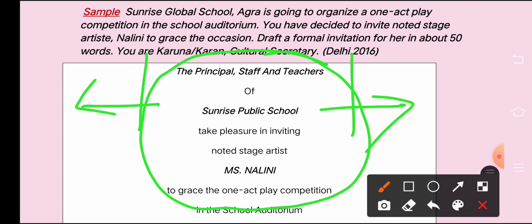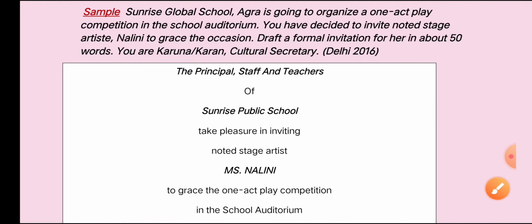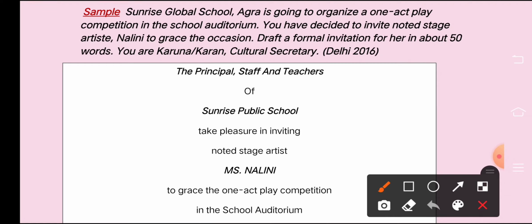Clear? And a very important thing is you have to keep every invitation in a box, whether it is formal, informal, reply, acceptance, refusal, whatever it is. Clear? So this is also a very important thing. Now let's see what the question is. Sunrise Global School, Agra is going to organize a one-act play competition in the school auditorium. You have decided to invite noted stage artist Nalini to grace the occasion. Draft a formal invitation for her in about 50 words. You are Karuna Karan, Cultural Secretary, right?